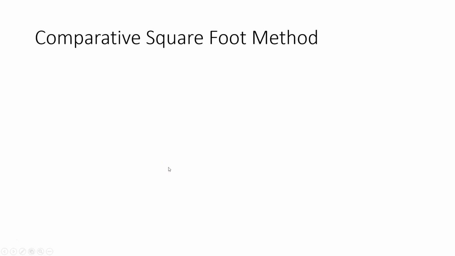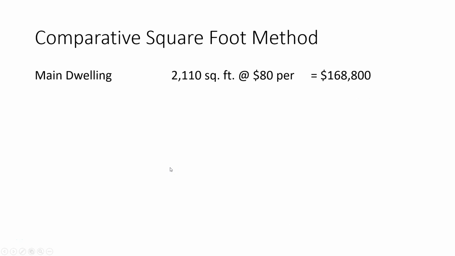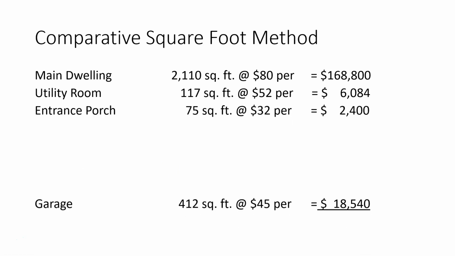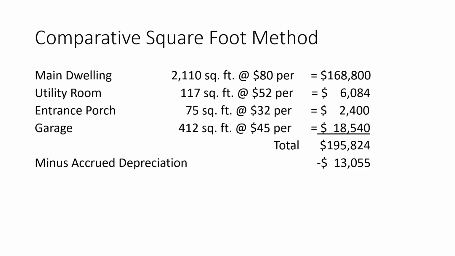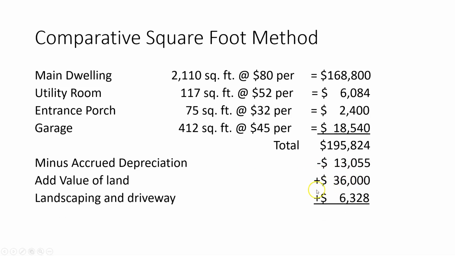There's another way, which is the comparative square foot method. Sorry, to continue on with the comparative square foot method. Okay, so here we have our final cost adjustment when we've taken off the depreciation. In this case, it was 13,000 according to the book. We add in the value of the land, and therefore, we add in a bit of landscaping and the driveway, which we don't do under the normal construction phase of it, and we come to $225.97.